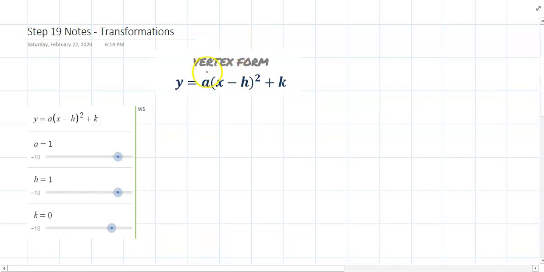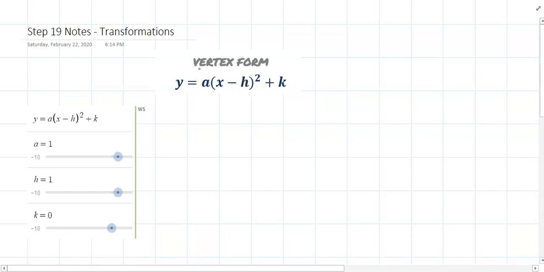By the way, vertex form, this is just a form of a quadratic. It's not the only form. There's also standard form. We've dealt with both. But when we're trying to just look at the quadratic and see what's happening to the quadratic, we want it to be in vertex form, kind of like when we were graphing lines a few steps ago.